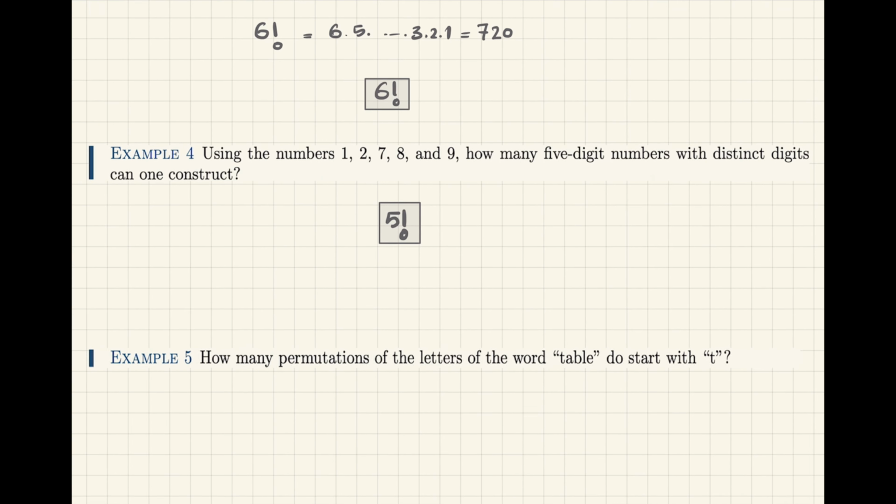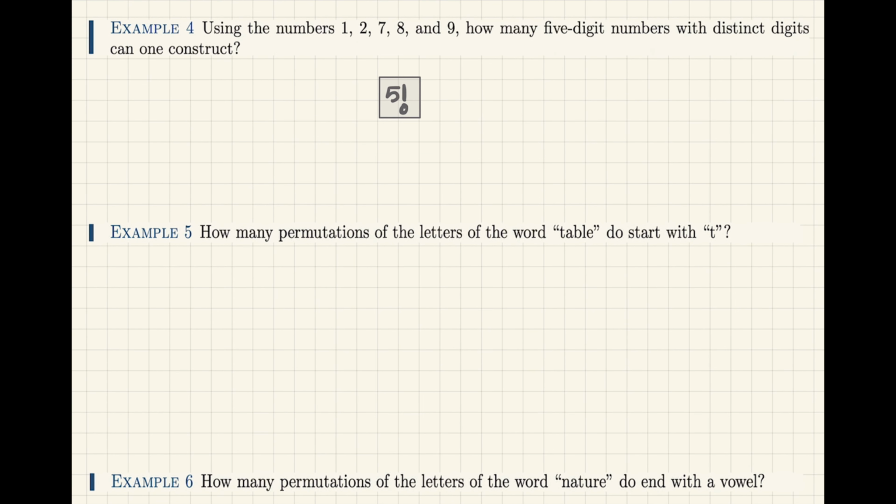Now let us go to the next example. Example number 5: how many permutations of the letters of the word table do start with T? Okay. And this is a standard in combinatorics. When I say in how many permutations of the letters of this word, I mean that I am going to use all the letters exactly the same number of repetitions that you see in the word itself. Of course, here you don't see any repetition of any letters.